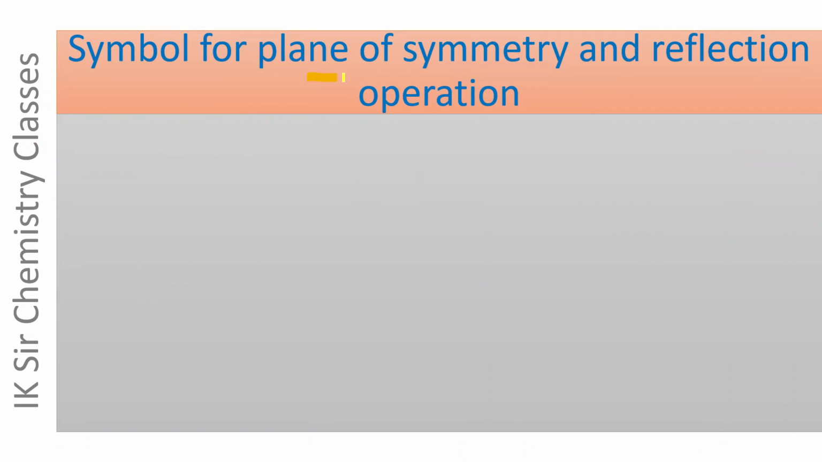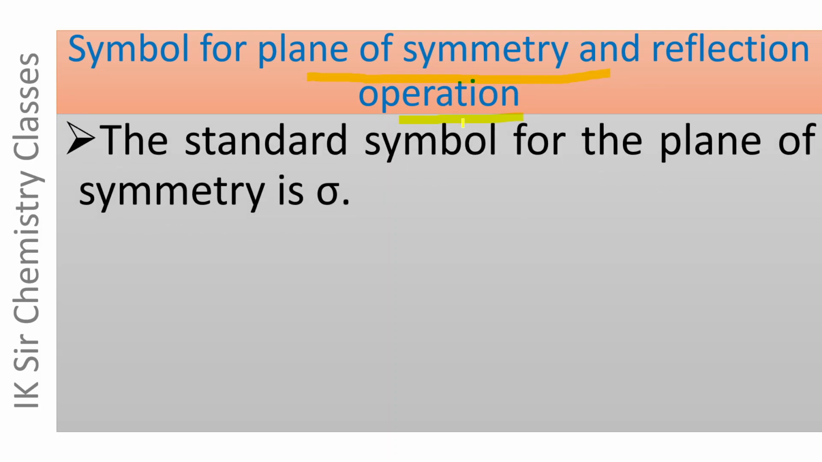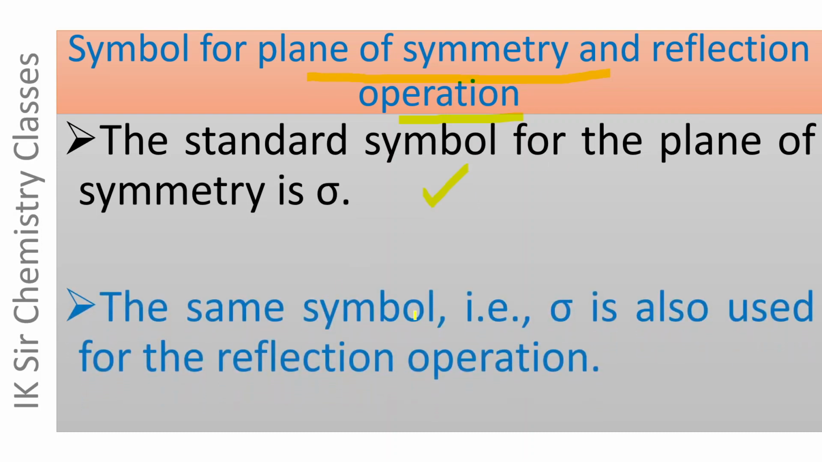Symbol for plane of symmetry and reflection operation. The standard symbol for the plane of symmetry is sigma. The same symbol, that is sigma, is also used for the reflection operation.